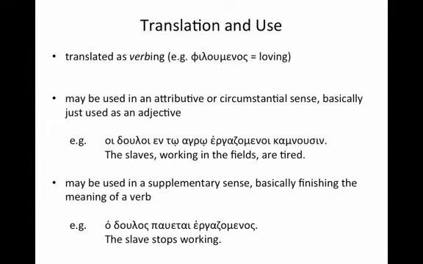So finally, let's talk about the translation and use of the progressive middle participle. It's translated just like the present active participle in Latin, so it's basically just verbing, so philumenos, loving. And most of its uses will look just like Latin as well. It's mostly used as an adjective. Whether it's attributive or circumstantial, these are just terms for where it occurs in a sentence. But when we see it, it's basically working like any other adjective.